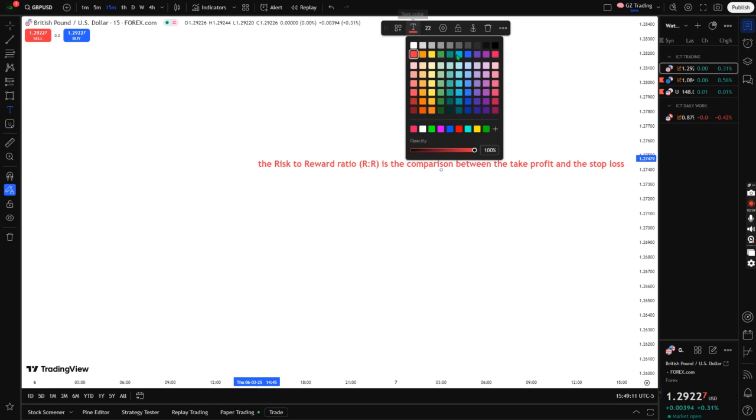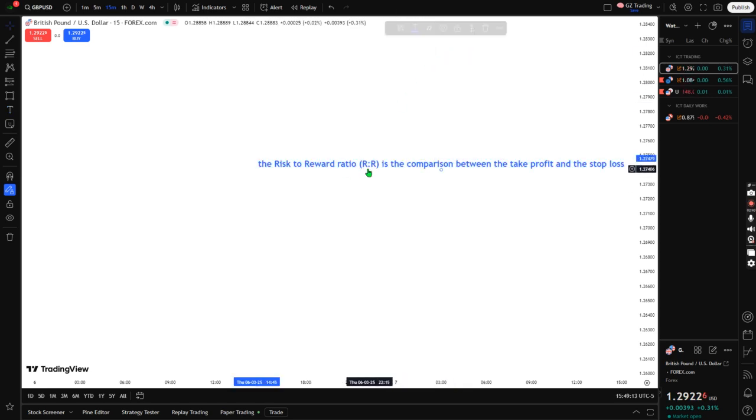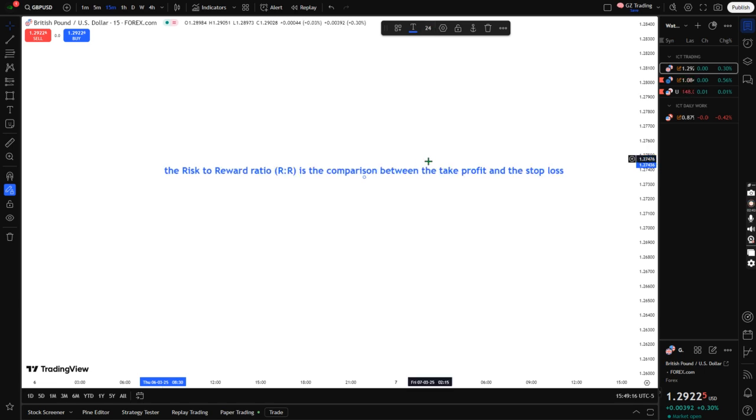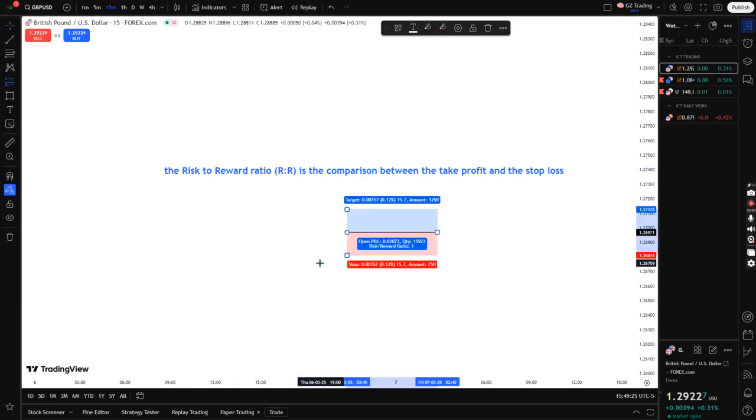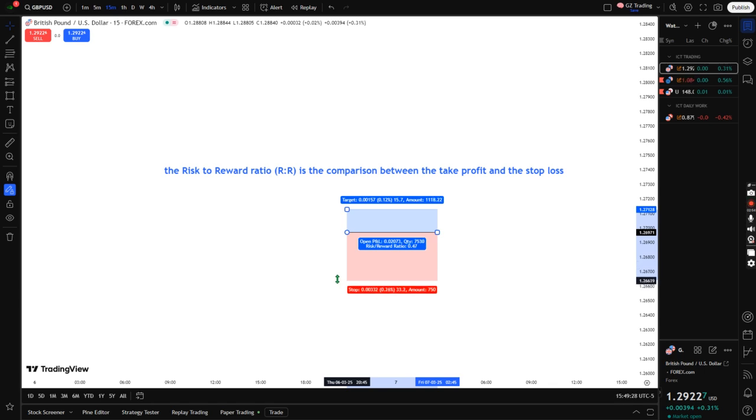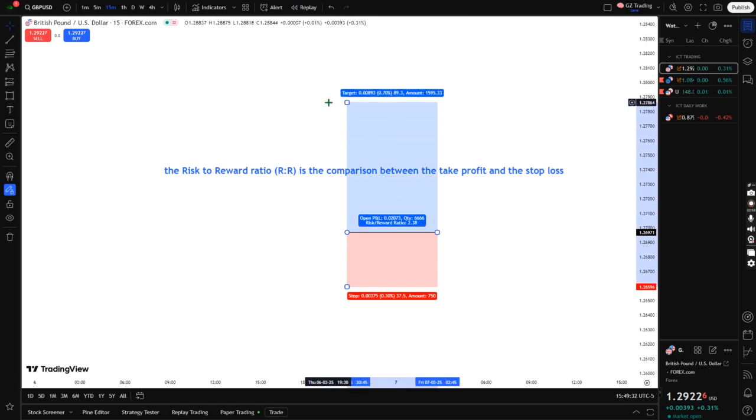So how do we understand our risk to reward ratio here on TradingView? We can go here. You see we have these two things, long position and short position. Let's say we want to have a long. So you put your stop loss where it needs to be, and then your take profit where it needs to be, and you see here risk to reward ratio, and in this case it's at 2.38. It means that the take profit is 2.38 times larger than the stop loss.